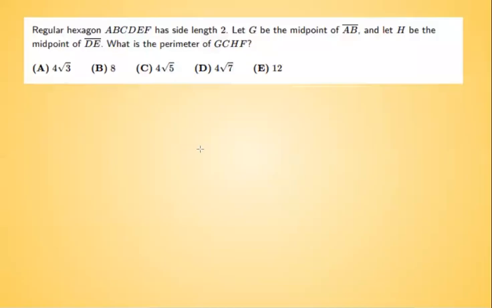Okay, so this is the 2022 AMC 12B number 10. We have a regular hexagon with sides 2, and G is the midpoint of AB, H is the midpoint of DE. What is the perimeter of GCHF? Okay, so let's start with drawing the hexagon.